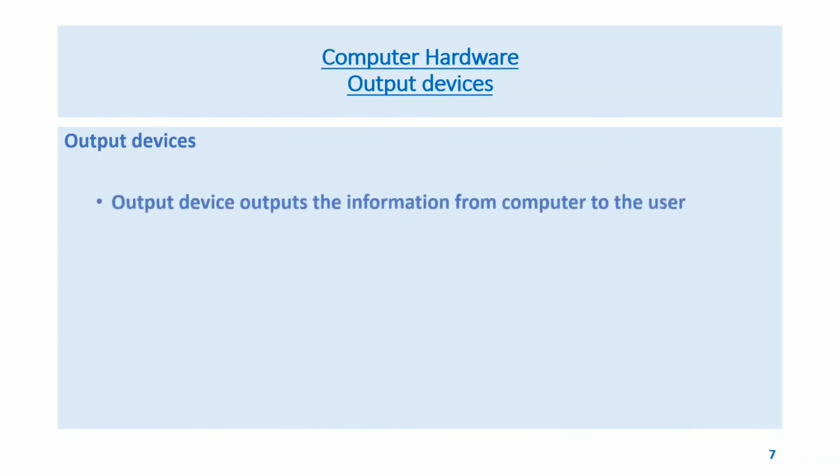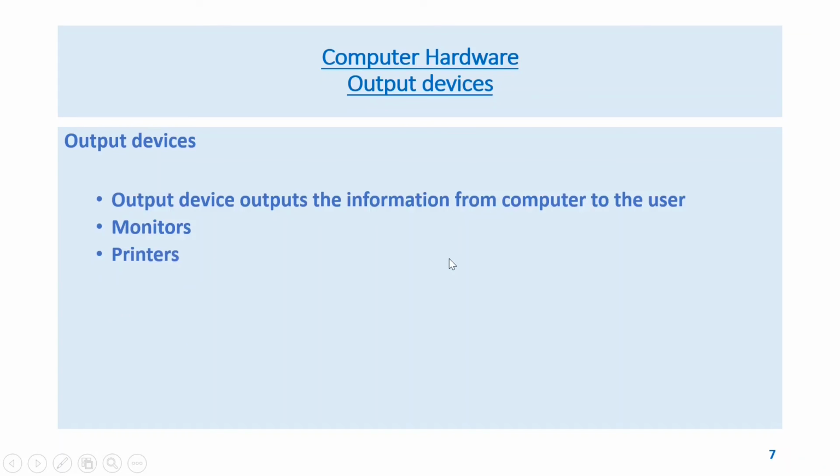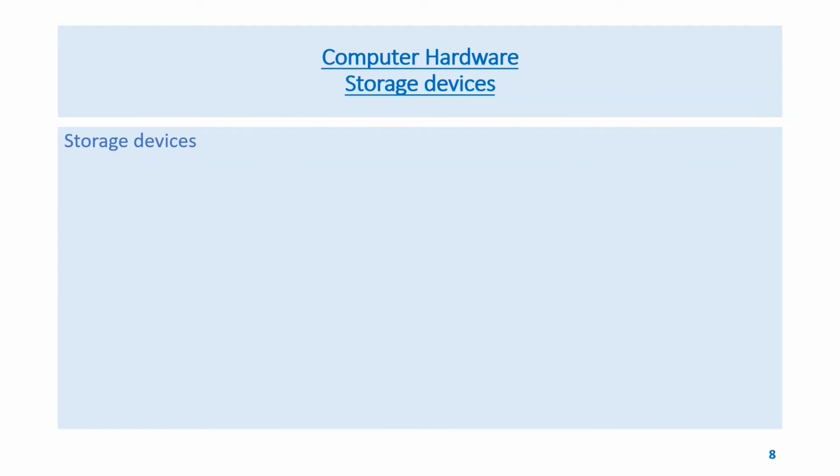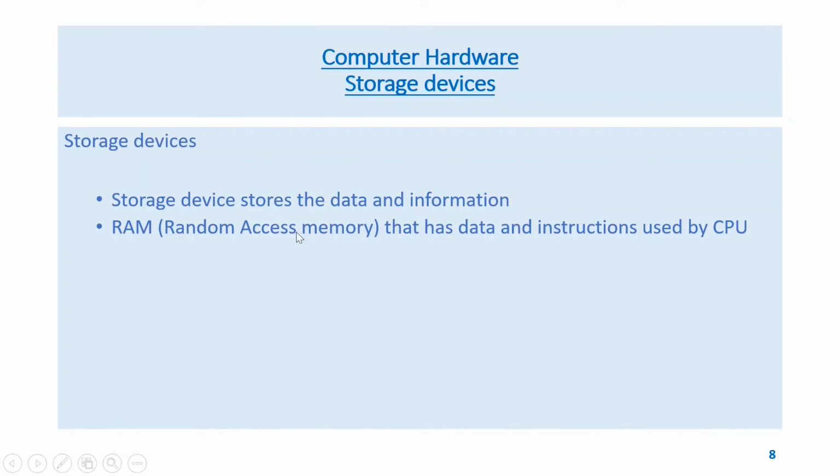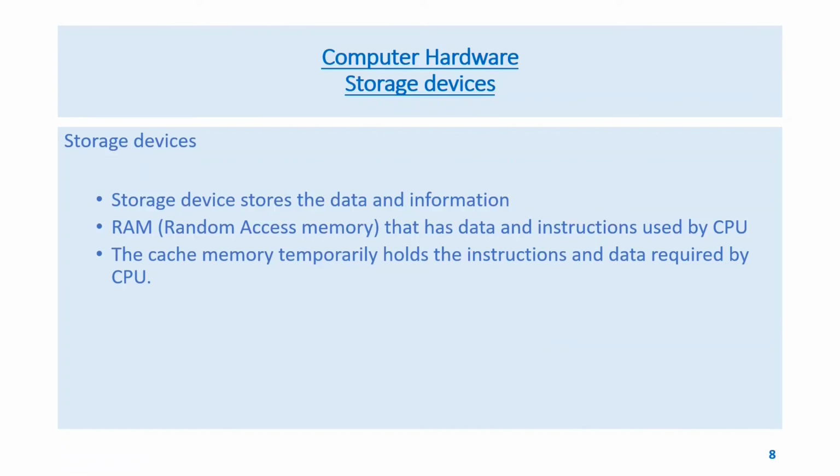Output devices. Output device outputs the information from the computer to the user. They are monitors, printers, GPS, projectors, speakers, and headphones. Storage devices. Storage device stores the data and information. RAM, random access memory, has data and instructions used by the CPU. The cache memory temporarily holds the instructions and data required by the CPU. Hard disk drives, CDs, DVDs, Blu-ray discs, and USBs.